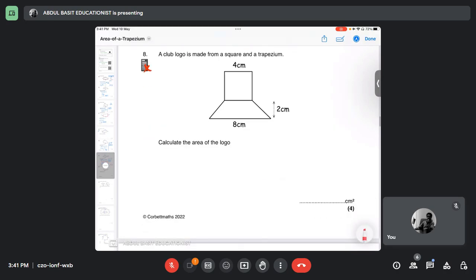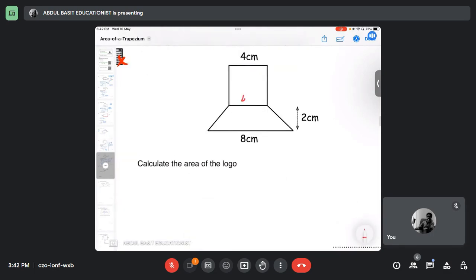Now they say that it's a club logo. We see these logos on billboards outside any brand, etc. So they are asking us to find out the area of the logo. For the area of the logo, we should know the area of these two shapes. Now this is 8, so that for sure is 4 centimeters because the top one is a square. So area of logo is equal to square plus trapezium.